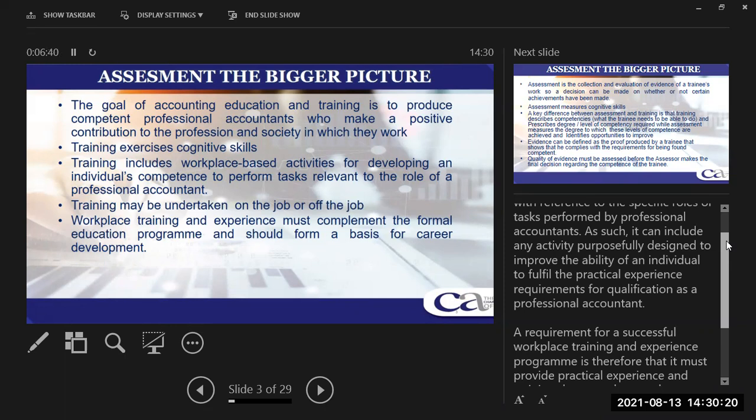And then off-the-job training involves simulation, and this is where there is engagement, where we develop theoretical situations so that the trainee can learn how to perform a certain task, even when they are then required to perform the task on the job. It is important for us to note that both the on-the-job and off-the-job training are done in the workplace. And the workplace training and experience must complement the formal education program that one is undertaking, so that we can then create proper career development.